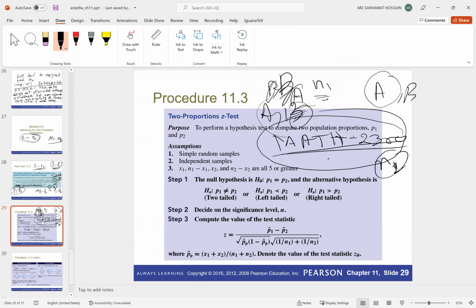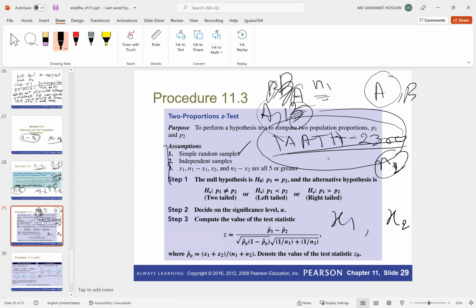The number of successes is the number of students selected from online classes who received either an A or B grade. That is the number of successes for the first sample, X1. Similarly, the number of successes for the second sample is X2. The assumptions are simple random samples. Yes, we randomly selected students from online classes and randomly selected students from face-to-face classes, so we are using simple random samples.